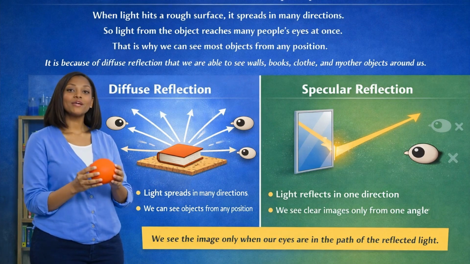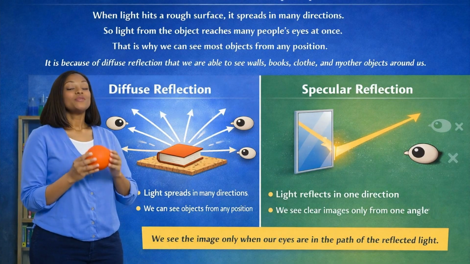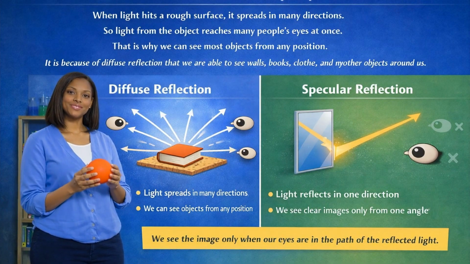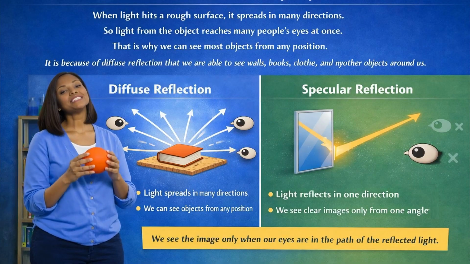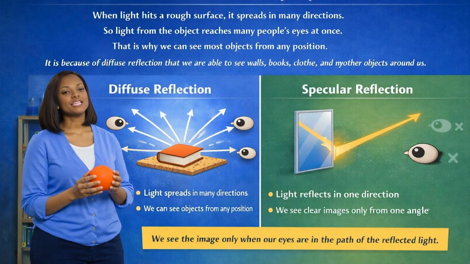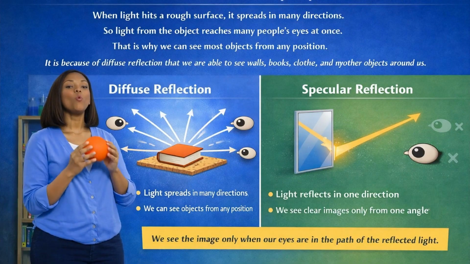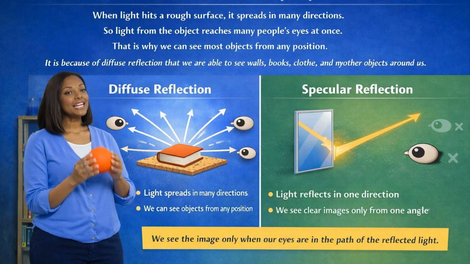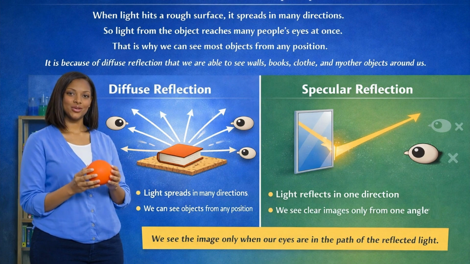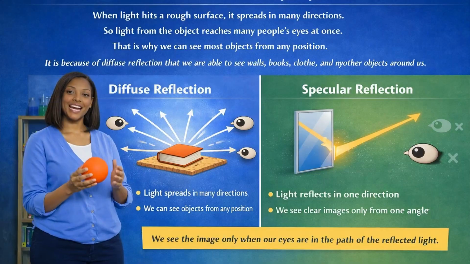Diffuse reflection is very important. When light hits a rough surface, it spreads in many directions, so light from the object reaches many people's eyes at once. That is why we can see most objects from any position. It is because of diffuse reflection that we are able to see walls, books, clothes, and many other objects around us. However, in specular reflection, light reflects in one direction. This produces clear images, but only in a specific direction. We see the image only when our eyes are in the path of the reflected light.